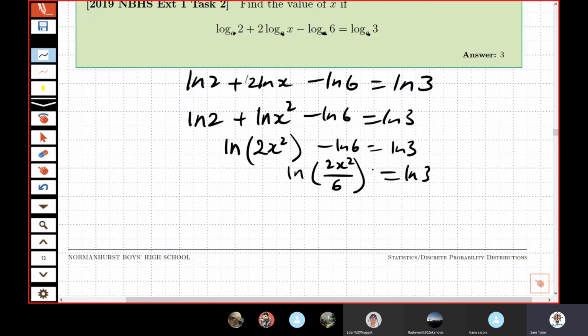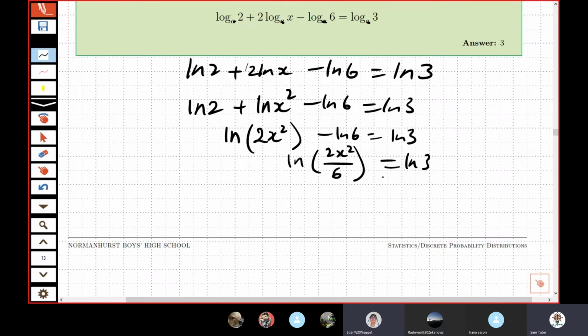Now you've got log equals a log. Now, what can you do to your logs to get rid of them? Divide by log. No, you can't divide by log. You exponential that. To get rid of the log, you exponential it.